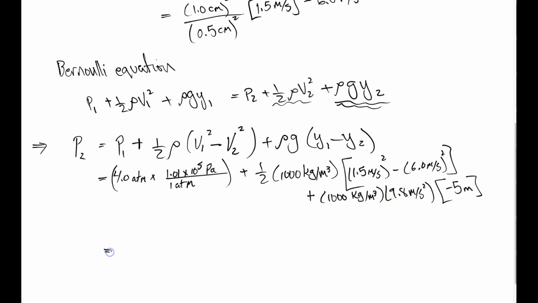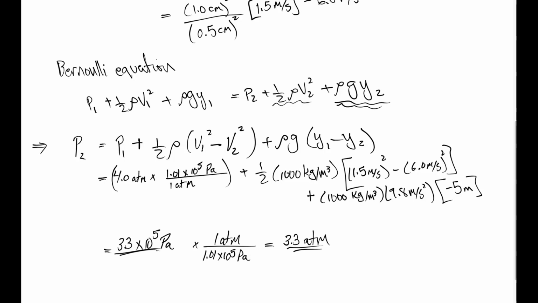And if we do these calculations, excuse me, we get about 3.3 times 10 to the 5th Pascal. And if we want to change this to atmospheric pressures again, we can say that 1.01 times 10 to the 5th Pascal is 1 atm. So this is approximately 3.3 atm. So depending on which unit we're looking for, we have that.